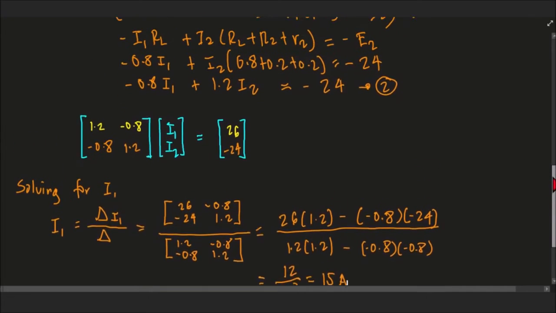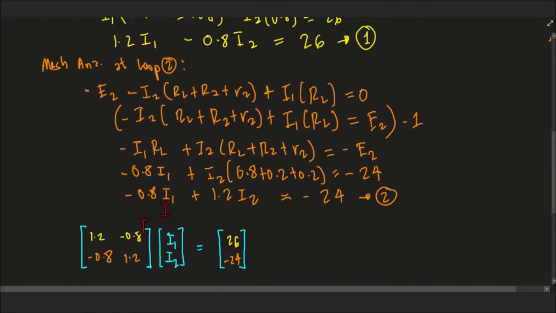For this matrix, we have equation 1 and equation 2 here. This column is reserved for the coefficients of I sub 1 for the two equations. So this is 1.2 for the coefficient of I sub 1 in equation 1, and negative 0.8 for the coefficient of I sub 1 in equation 2. Now this column is reserved for the coefficients of I sub 2 for each equation: negative 0.8, also 1.2. This is the matrix for the unknowns. Then this is the matrix for the constants, so it is 26 for equation 1 and 24 for equation 2.